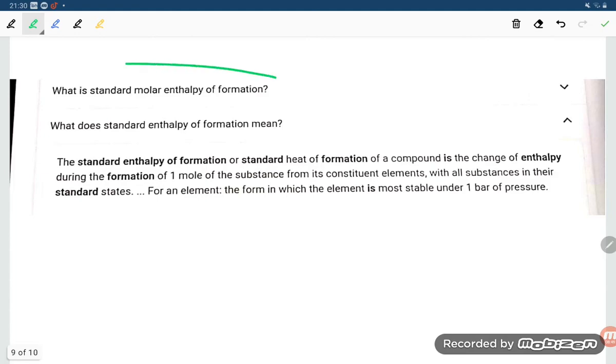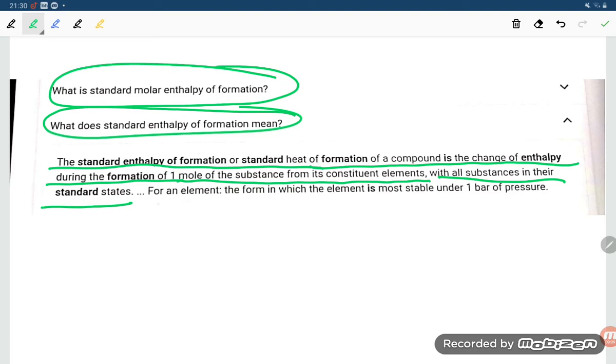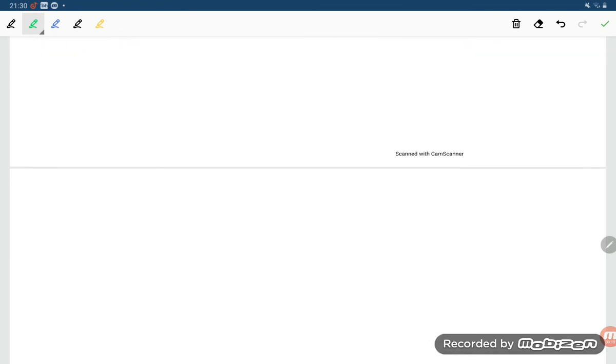What is the standard molar enthalpy of formation? What does the standard enthalpy of formation mean? The standard enthalpy of formation, or standard heat of formation, of a compound is the change of enthalpy during formation of 1 mole of the substance from its constituent elements with all substances in their standard state. For an element, it is the form in which the element is most stable under 1 bar pressure.